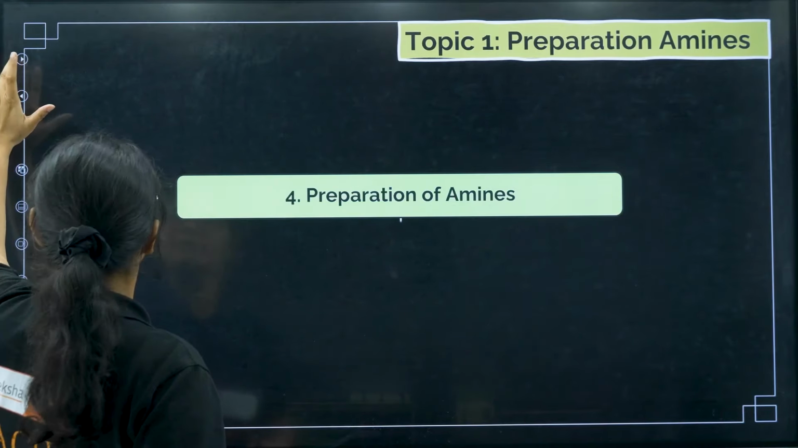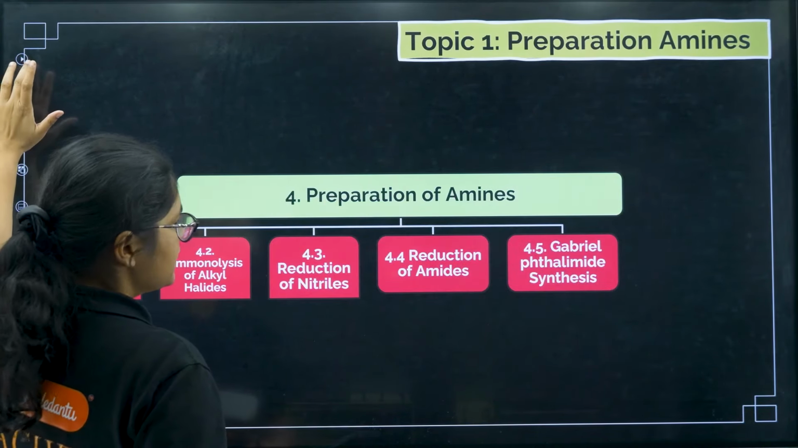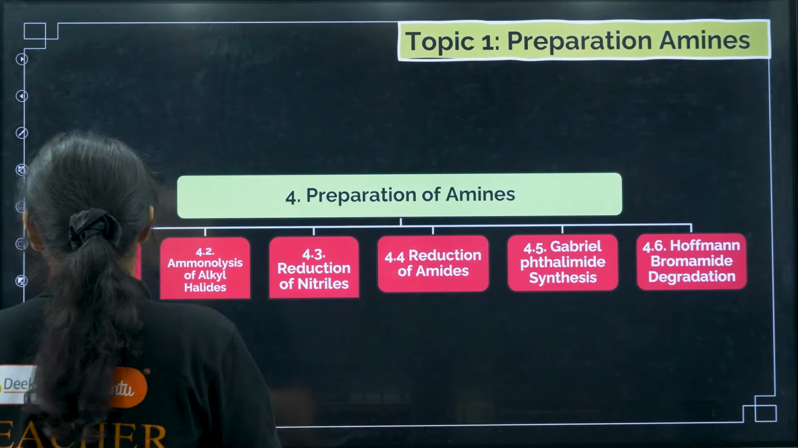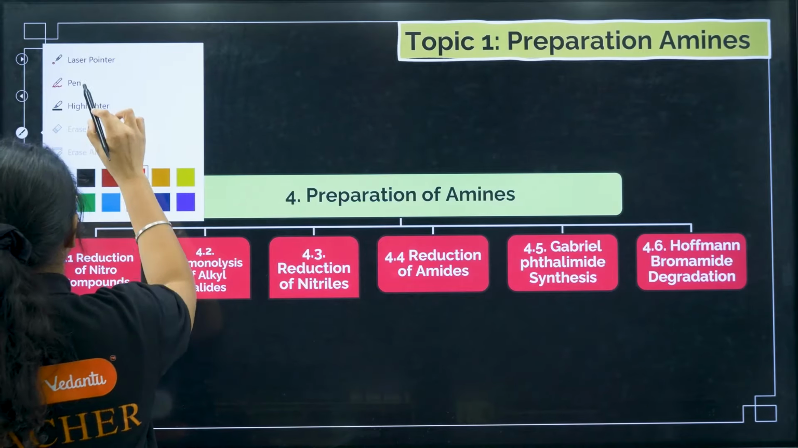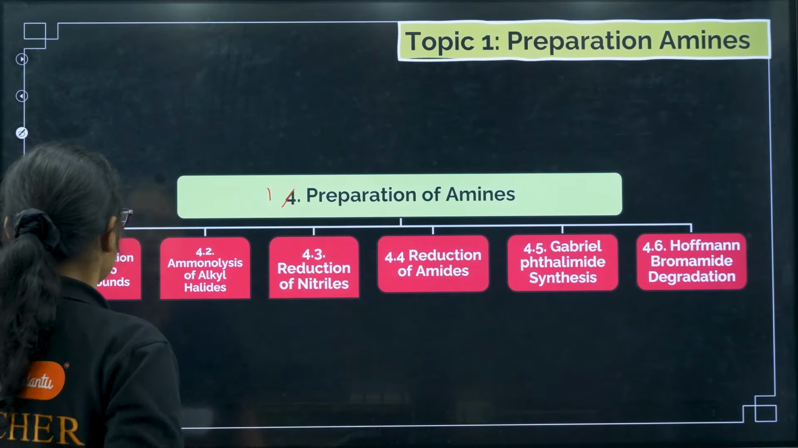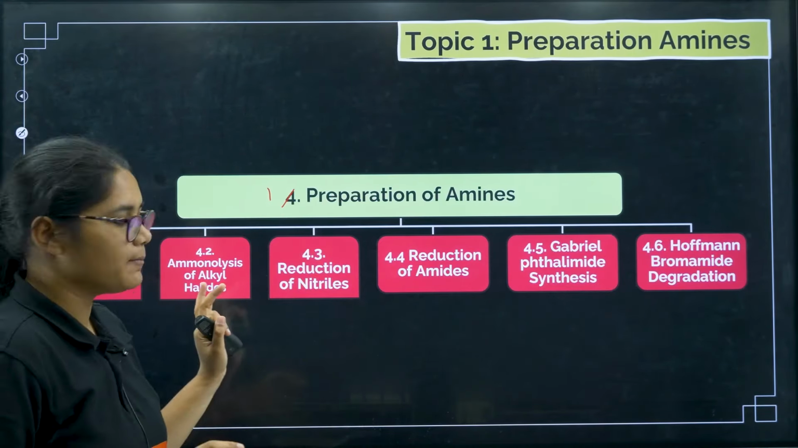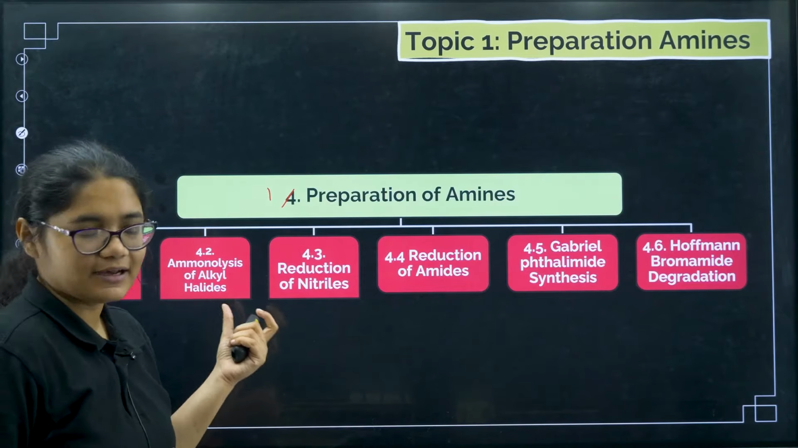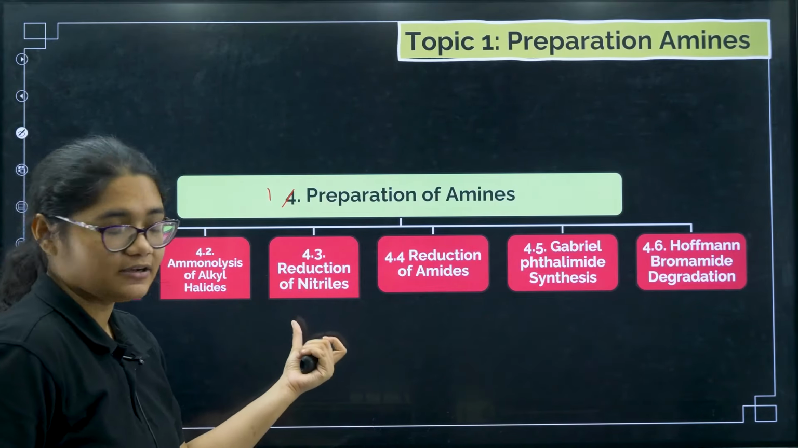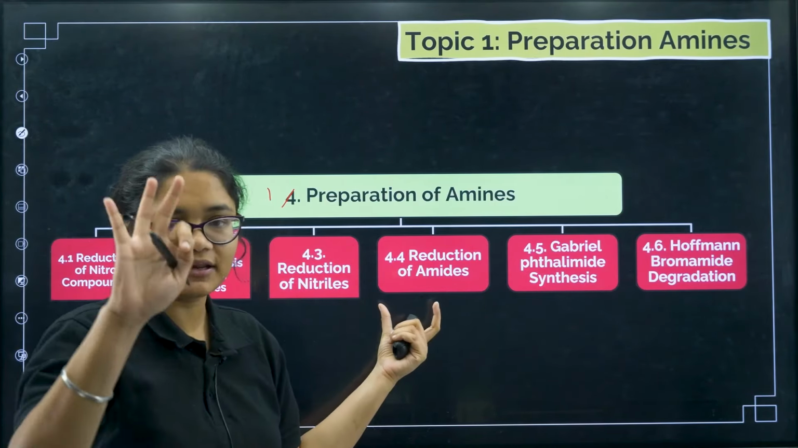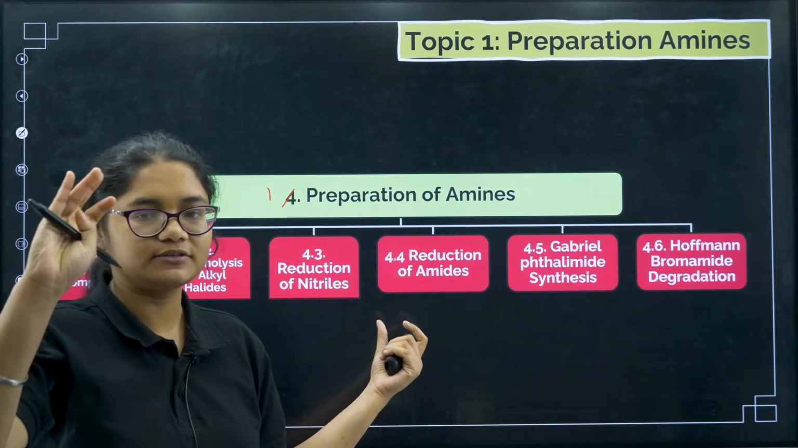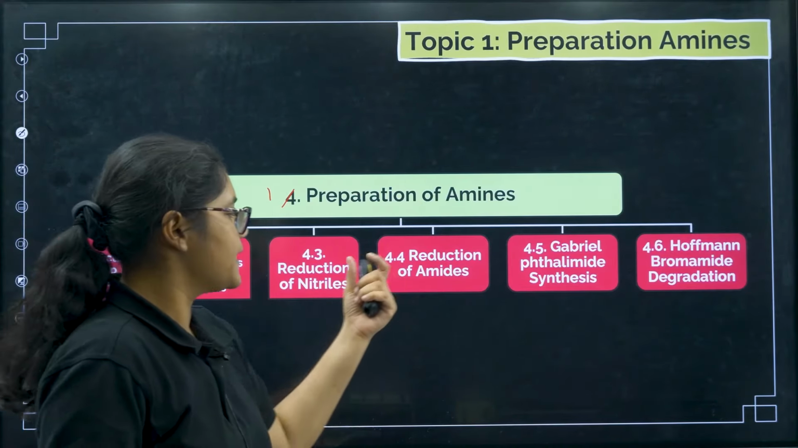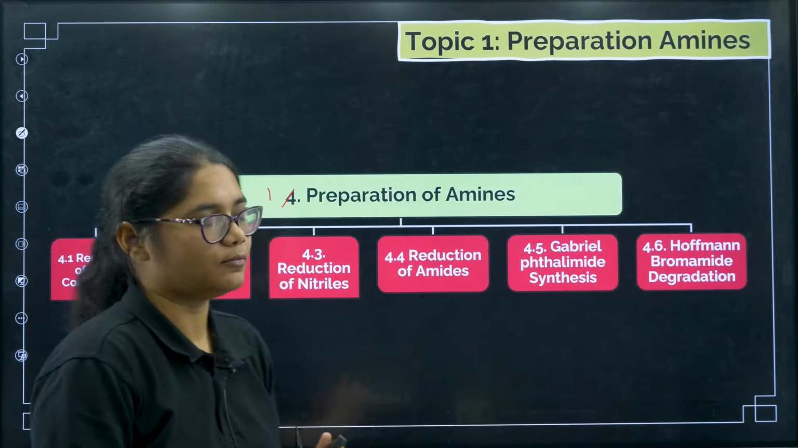Under preparations of amines, I'll just give a small list here. First is reduction of nitro compounds, then ammonolysis of alkyl halides, reduction of nitriles, reduction of amides. Three reductions are there: nitro compounds, amides and nitriles. Then Gabriel phthalimide synthesis and Hoffmann bromamide degradation.